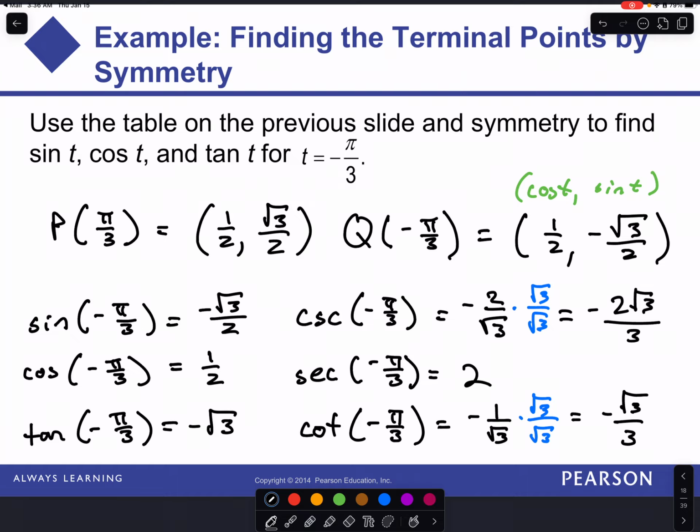Okay, let's see how do we do. So again, we got this result, that result, that result. We got this result, and that result.